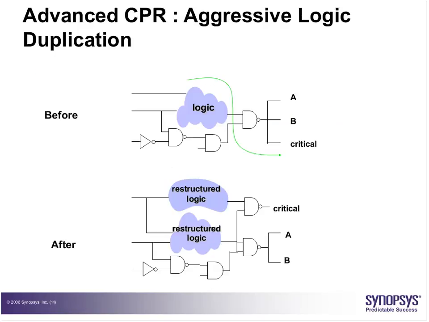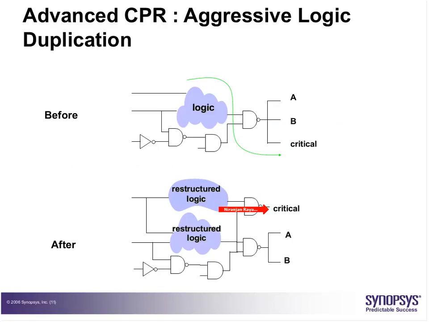So this is one example where the green line represents the critical path, and it goes through the logic in the blue bubble here and to the critical pin named critical. During advanced CPR, DC can break this logic and restructure it in such a manner that it makes the critical path smaller in terms of delay.